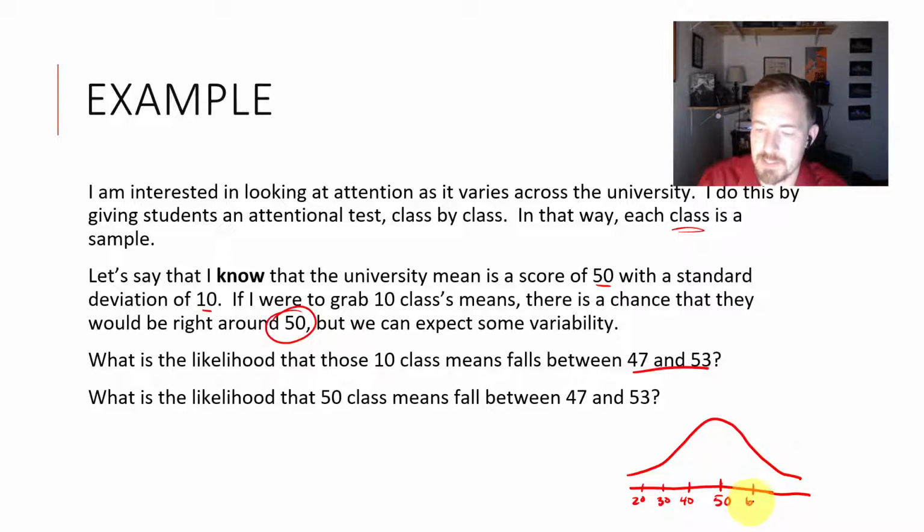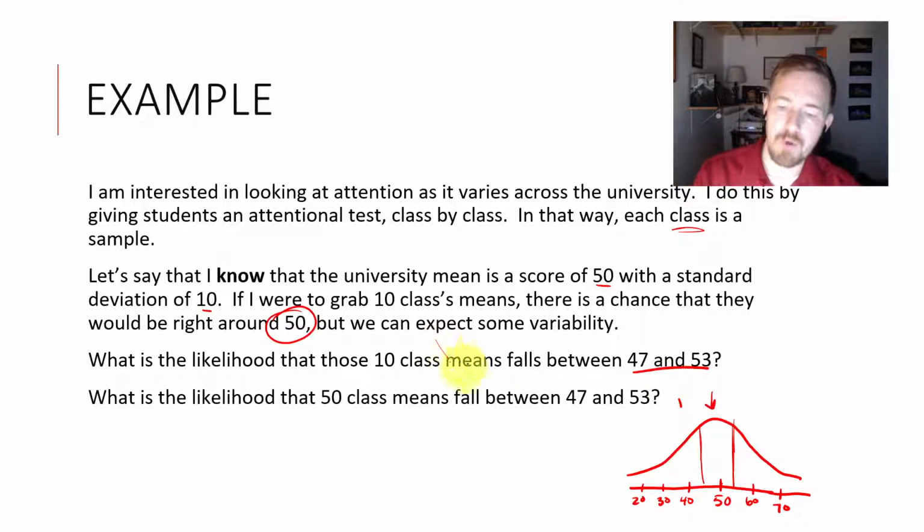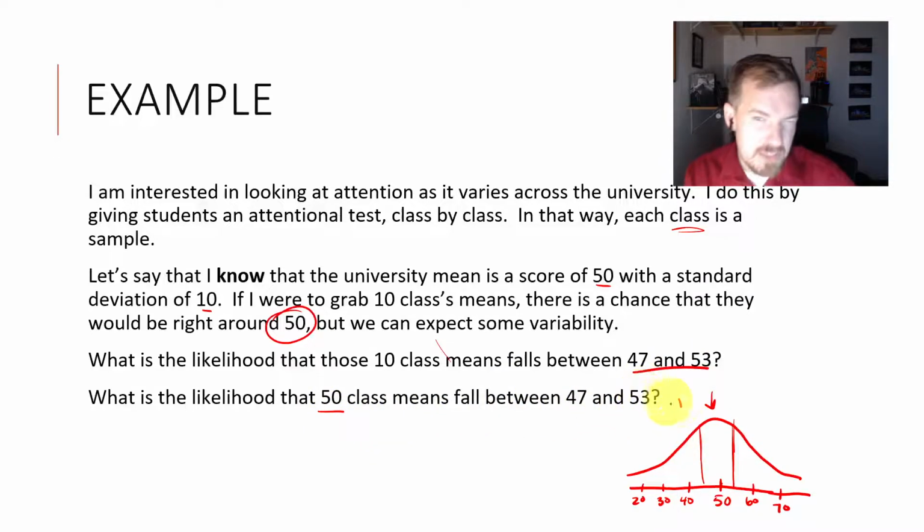We're going to find this is maybe not totally accurate to scale. And so what is the likelihood that somebody is going to be basically between this section right here, between 47 and 53, if I were to choose 10 class means? And then what would be that same probability if I were to get 50? So why, I mean, wouldn't it be the same thing?